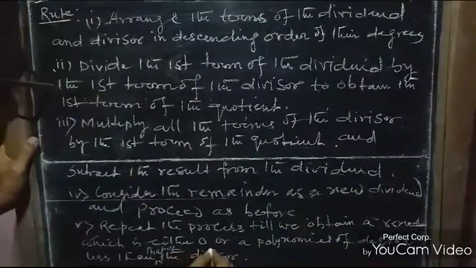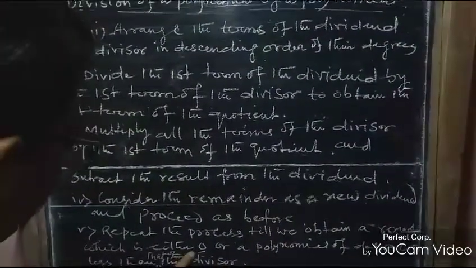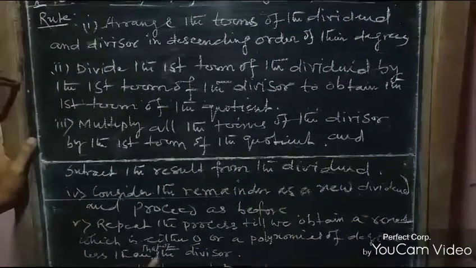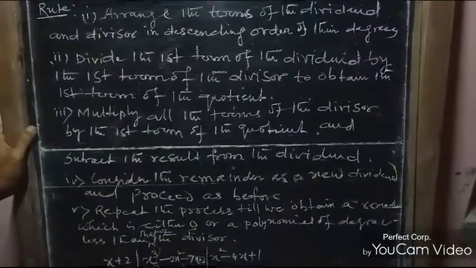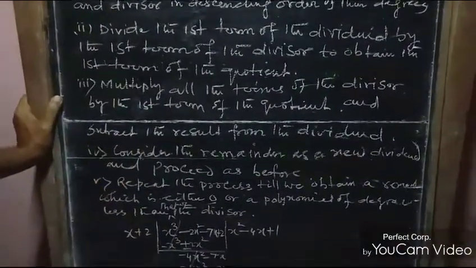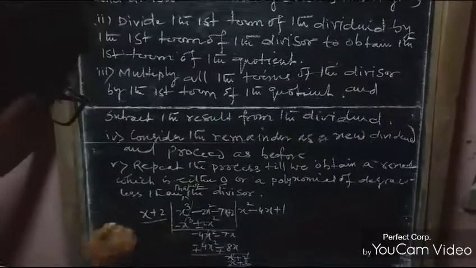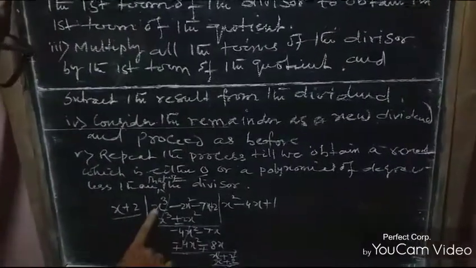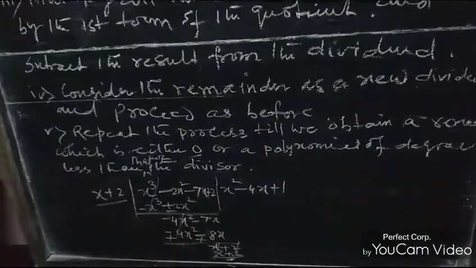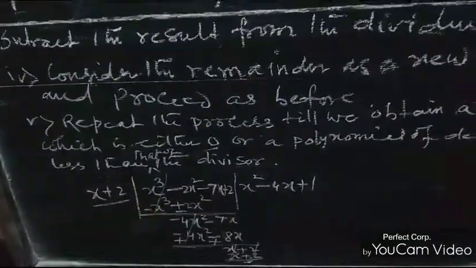a remainder which will be either 0 or a polynomial of degree less than that of the divisor. Now I am giving one example. Suppose this is a divisor x plus 2 and this is a dividend x cube minus 2x square minus 7x plus 2. You need to divide this.